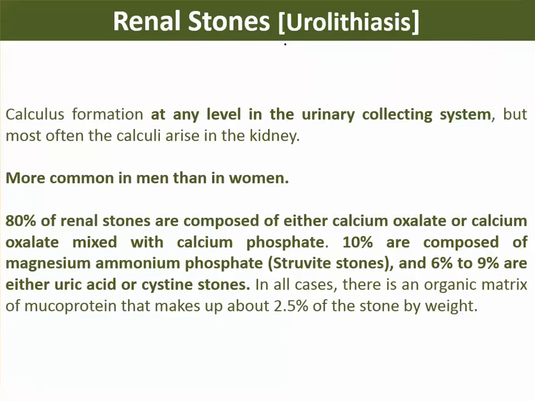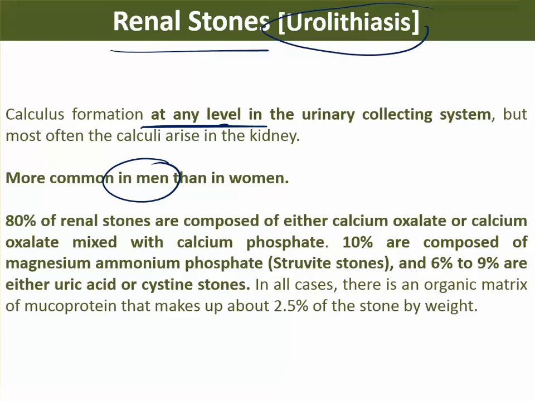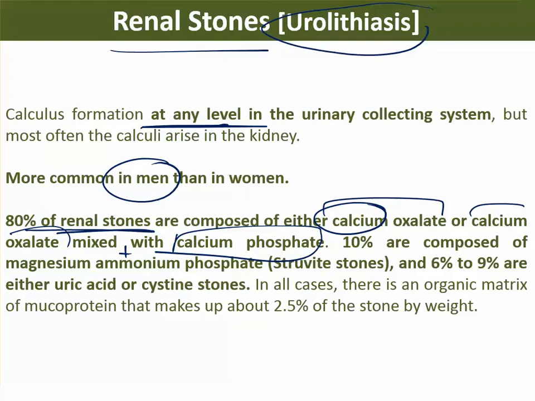Okay, now coming to the renal stones. If stones occur in any part of the tract, it is called urolithiasis. Normally it can occur at any level in the urinary collecting system, and it is more common in men. And now this is very important: 80% of renal stones are calcium stones, whether calcium oxalate or calcium oxalate plus calcium phosphate. Understand? Mixed stone or pure calcium oxalate stone. So 80% of the stones are calcium.